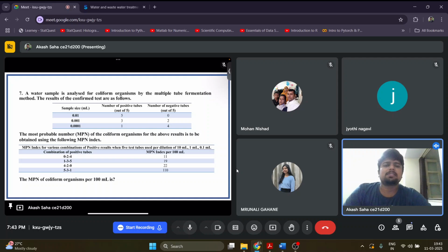So if you know the test in and out, like how to do the dilution, how many test tubes are there, what is a positive tube, what is a negative tube, then you will be able to crack it. Just think about the dilution. What is the factor that is changed in the dilution level?